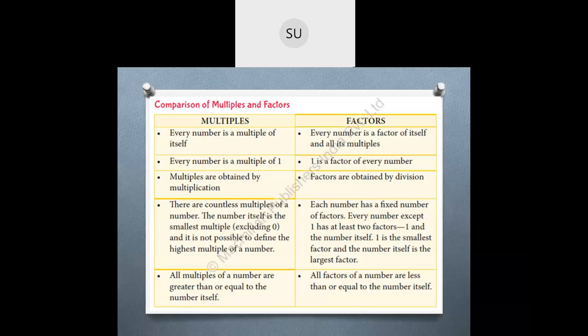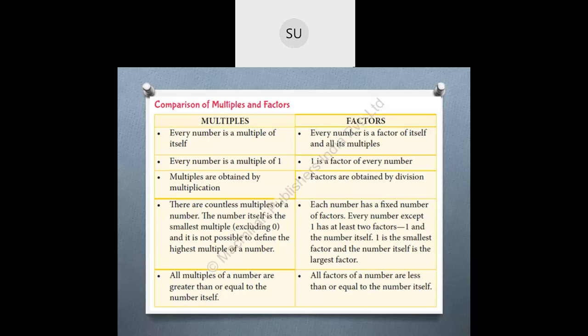Then every number is a multiple of 1. Any number you take, any big number you take, it will be a multiple of 1. Then 1 is a factor of every number. So when you start writing the list of factors for any given number, you can write 1 without thinking, because 1 will always be a factor of that number.